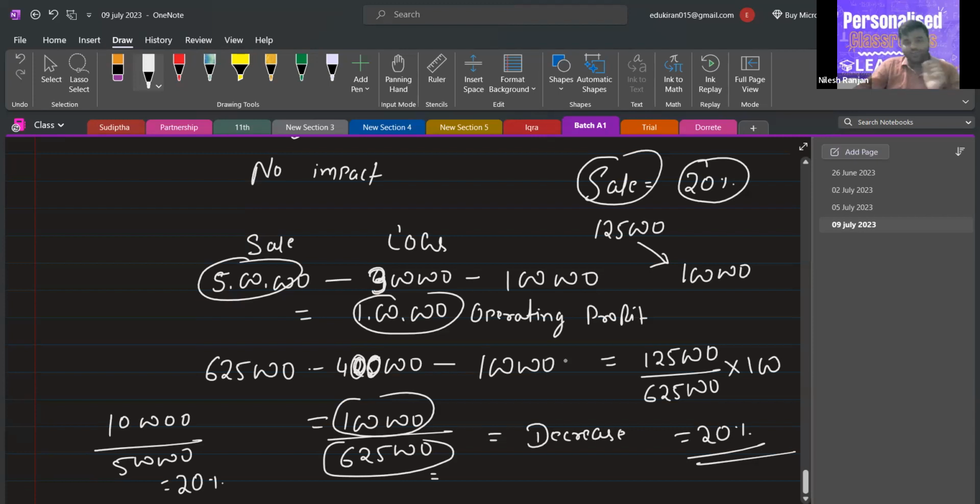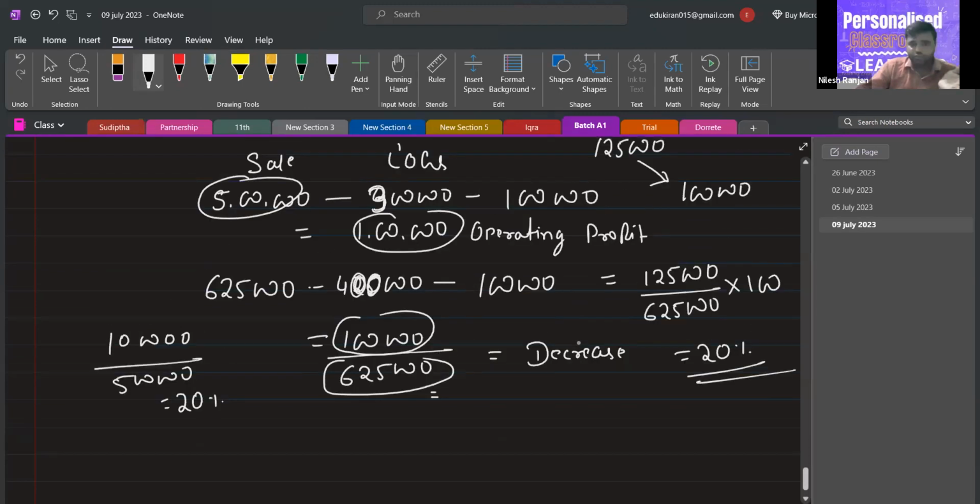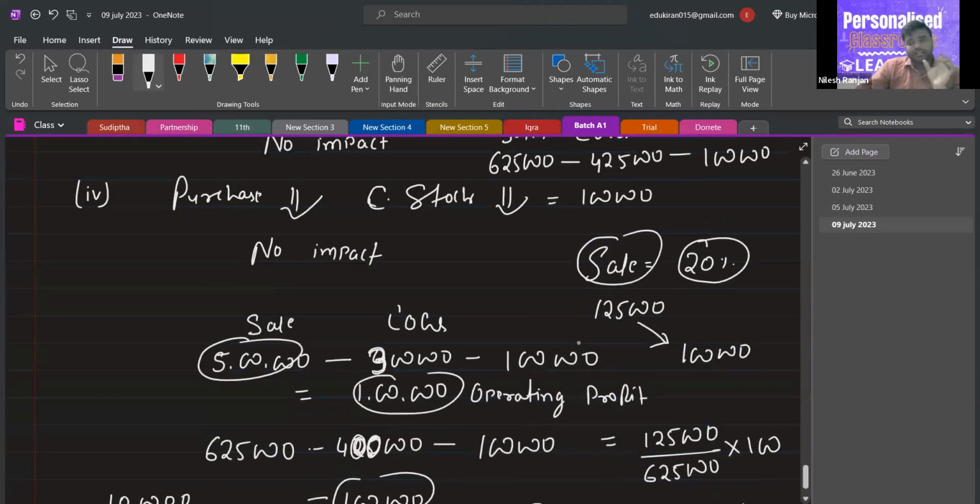Actually, for a simple point, we have to explain like this, but you don't have to do this. It will be that our operating profit will increase by 20% because our sale is increased. Okay. So that's why there will be no change. Okay, sir. Is there any other question you have?